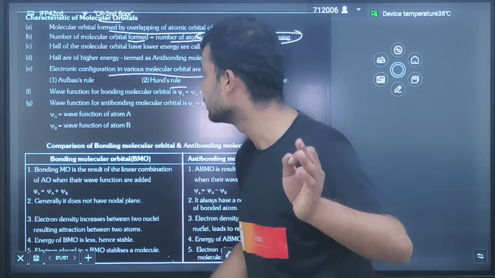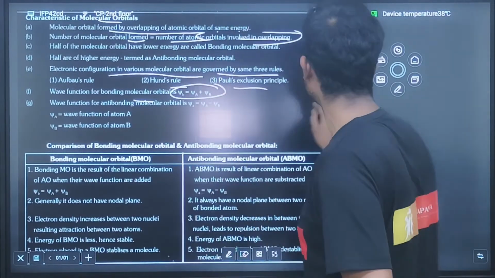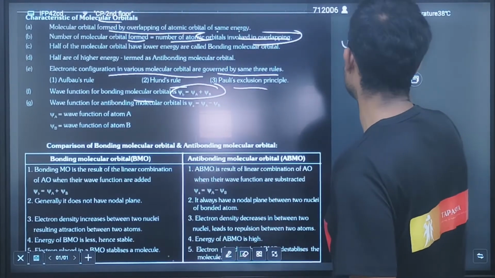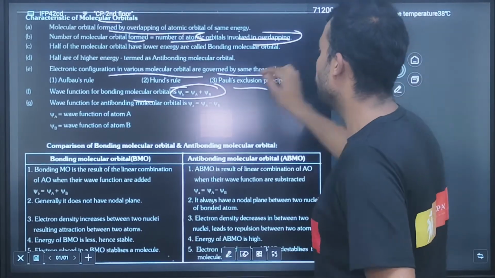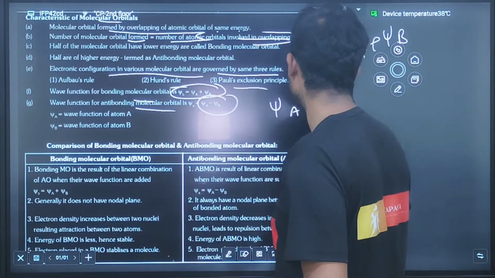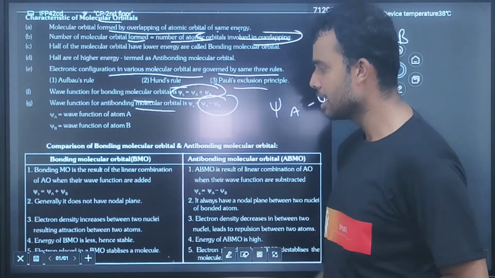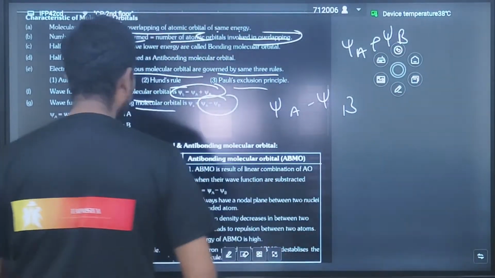Students, look here at this formula. Everyone concentrate. The wave function for a molecular bonding orbital is given by psi A plus psi B. Similarly, the wave function for antibonding is psi A minus psi B, where psi A and psi B are the wave functions of atom A and atom B. So let's see here, we have a few important things.